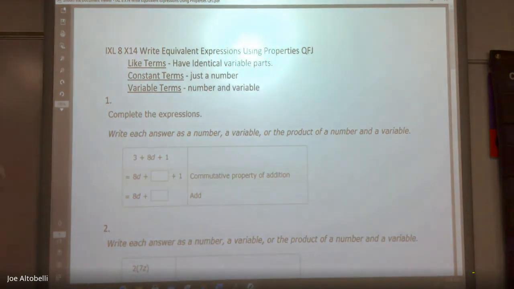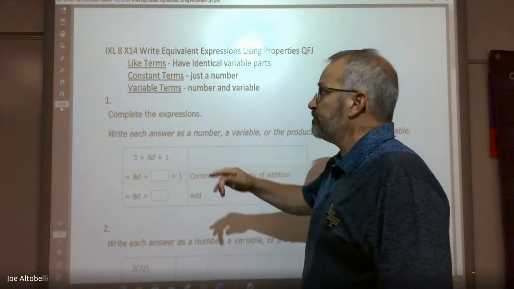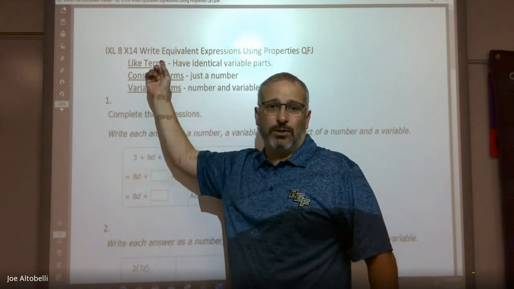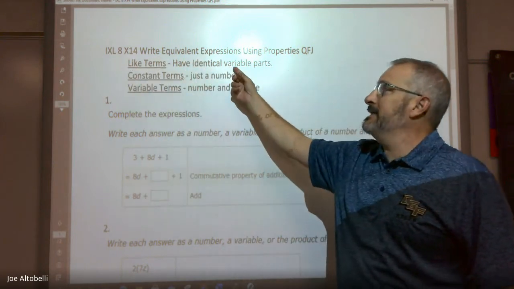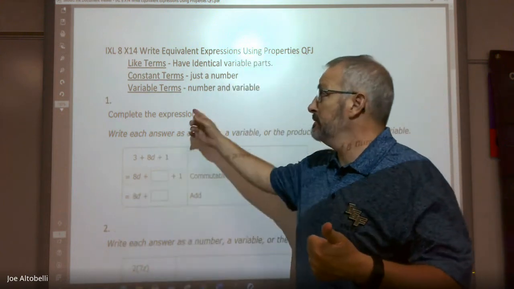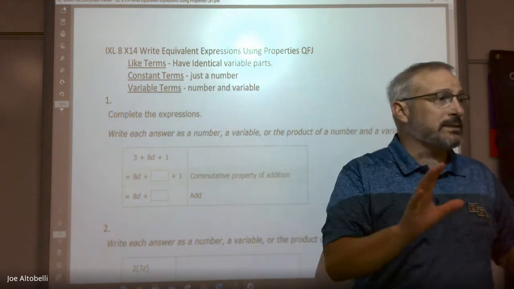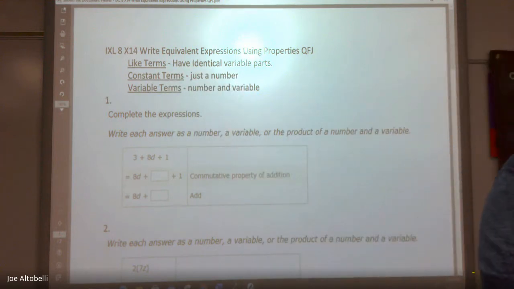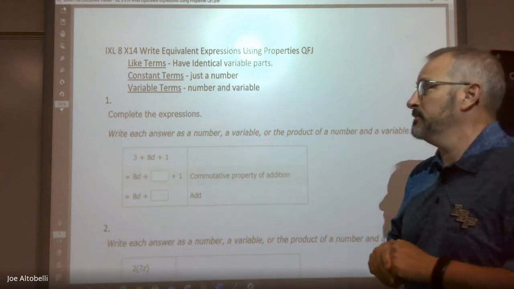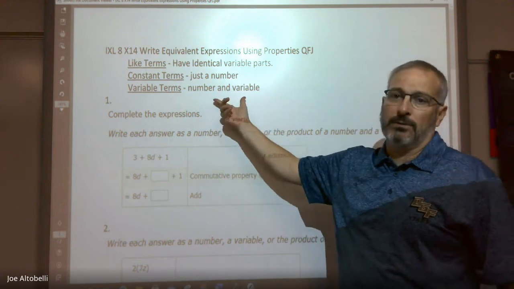All right, but before we move on, we have to talk about like terms, constant terms, and variable terms. Like terms have identical variable parts. Constant terms are just a number. All constants are like terms. Okay? All constants are like terms. Variable terms are numbers and a variable.